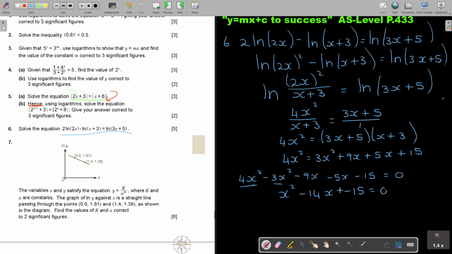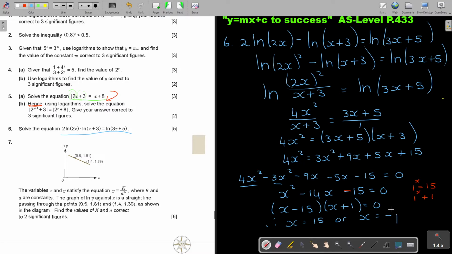And now, remember, I'm going to factorize. So I'm going to have 15 and 1, it's subtract, so 15 minus 1 is 14. The biggest one is going to get the negative, positive x, x. So I'm going to have x minus 15, x plus 1, and that's 0. So therefore, x is equal to 15 or x is equal to negative 1.